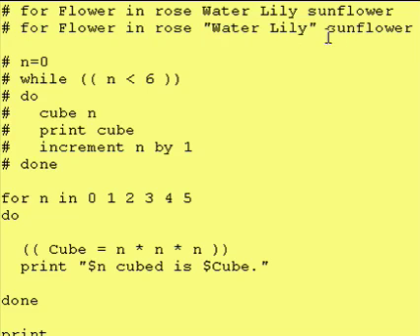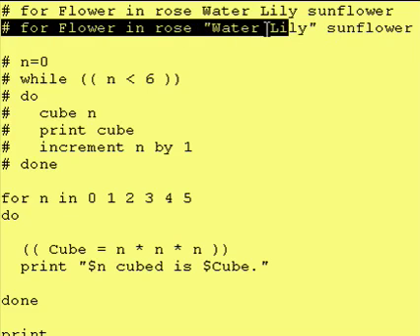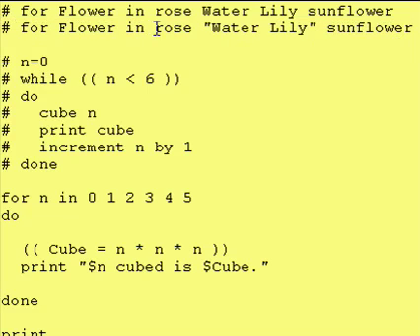So if this was a complete syntax here with a do and commands and done, what would happen is rose would get assigned to flower, we'd run a bunch of commands, we'd come back up, we'd assign water lily to flower, run a bunch of commands, come back up, we'd assign sunflower to flower, run the same bunch of commands, and then since there's no more entries, we'd just exit out.